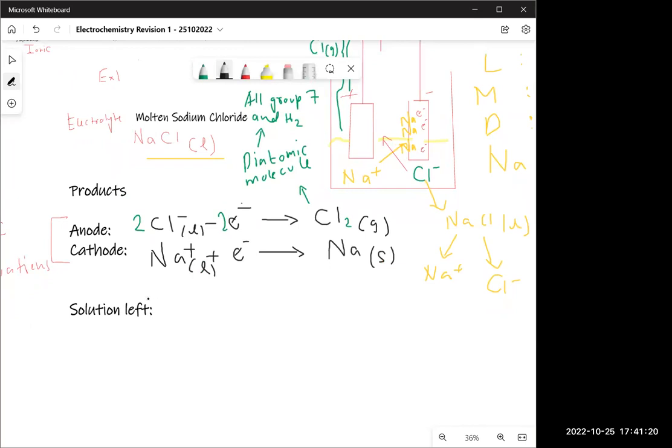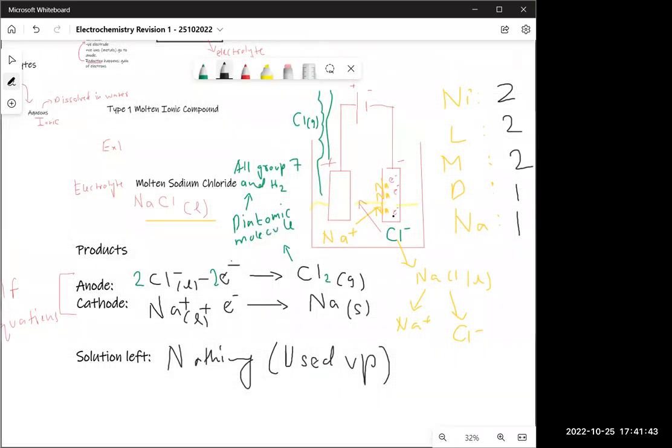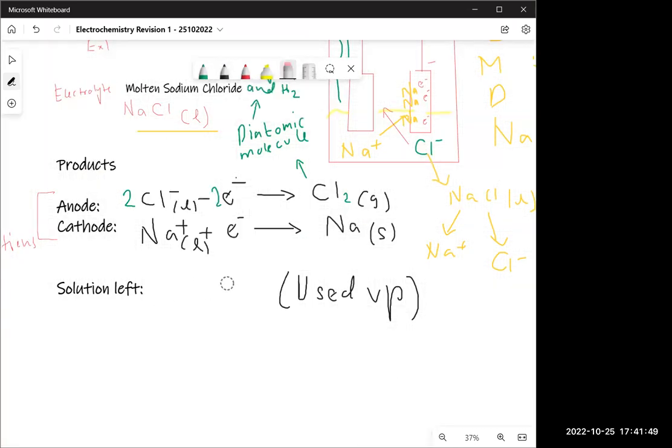But let's see what is left in the solution. Okay, if Na goes there and Cl goes there, nothing is left. Right? Any questions? Or let's just say it's used up. Because Na goes there, Cl goes to the anode, Na goes to the cathode, then nothing will be remaining in the solution, right? Everything will be finished, used up. So you should write nothing in your notebook. Write used up.